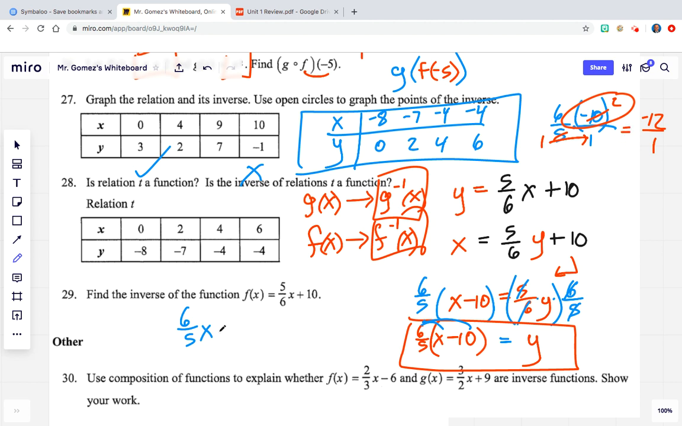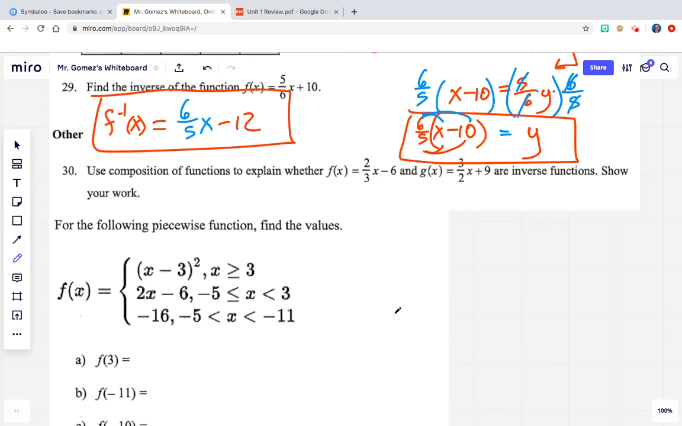And yeah, we could just write this just as 12, and that would be okay. So this is this piece simplified by distributing 6/5. And again, we're not going to put y, we're going to put the inverse of f of x. And this is the correct notation that we're looking for on the test.